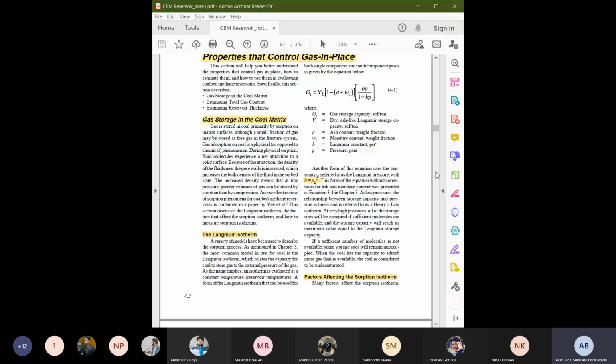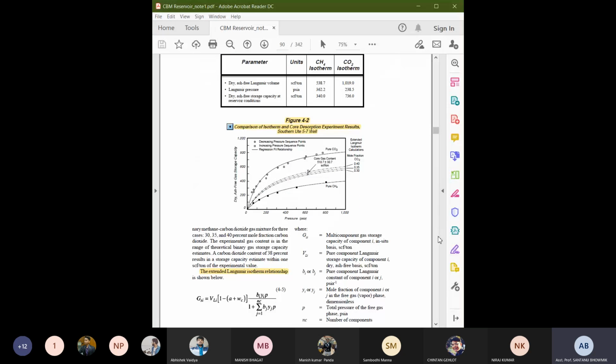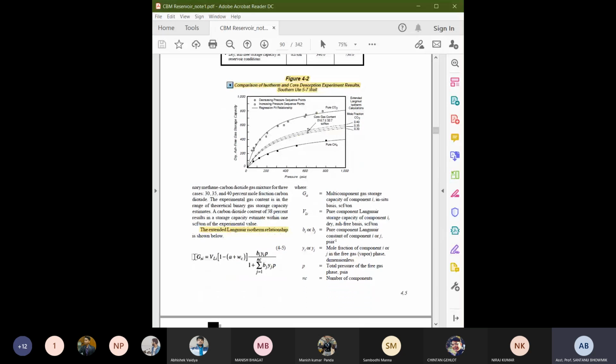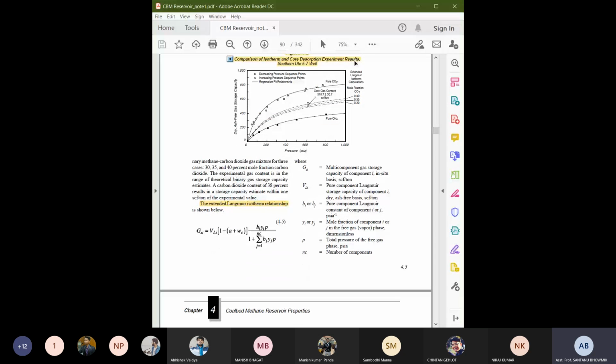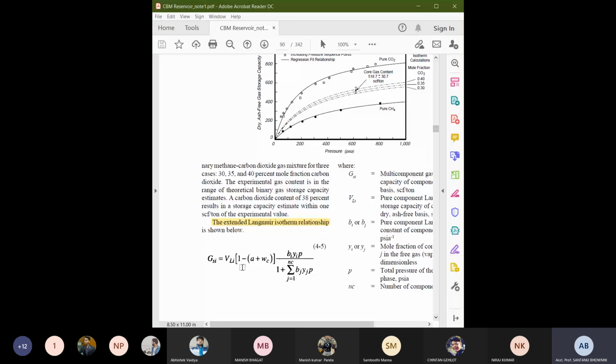For mixed gas adsorption isotherm calculation, you have to go for the extended Langmuir adsorption isotherm equation, which is given by equation 4.5. This is the equation. You will see what the changes are. The changes here, you will see that the I subscript is there. The I subscript is for the particular individual isotherm gas component, either methane or carbon dioxide, and then J is for the total.